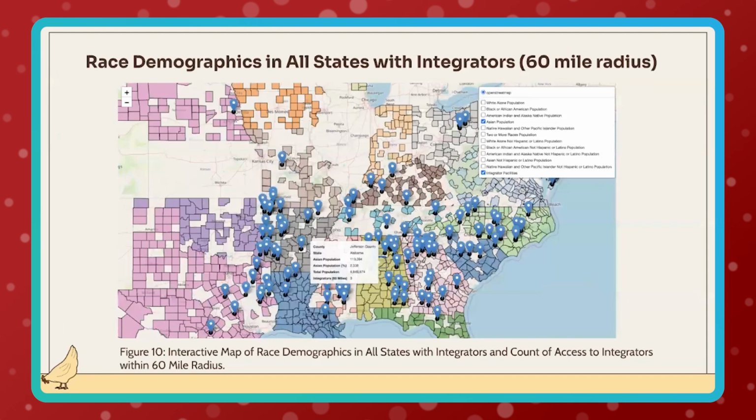This is an interactive map that shows race demographics per county in all states that have integrators, and each state is separated by color. Each county will show its population based on selected race, its percentage, and the total count of integrators that county has within a 60-mile radius. For example, here in Jefferson County in Alabama, there's a 2.34% Asian population, and they have access to 3 integrators within a 60-mile radius. This data and map is helpful in understanding integrator access on a more granular level and makes the data and analysis more accessible, which aligns with RAFI's ultimate goal.